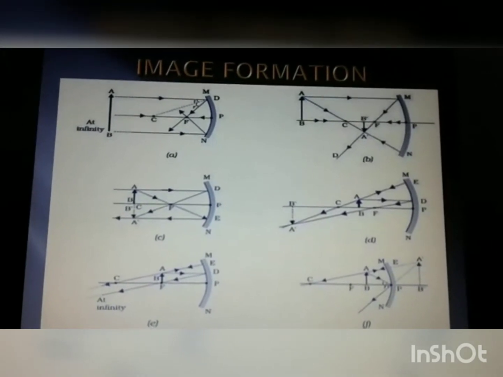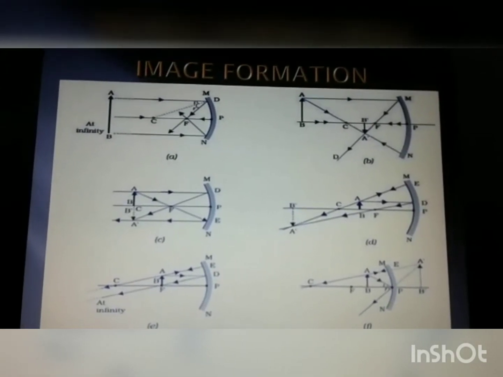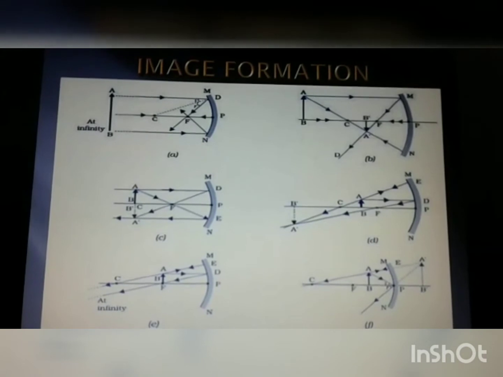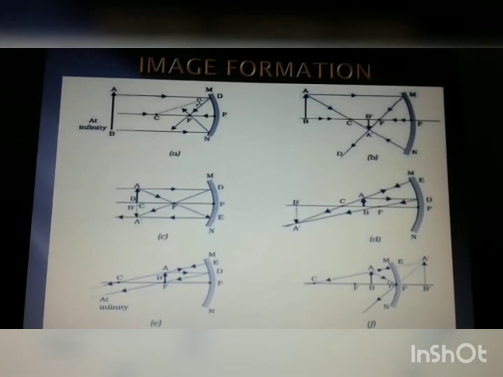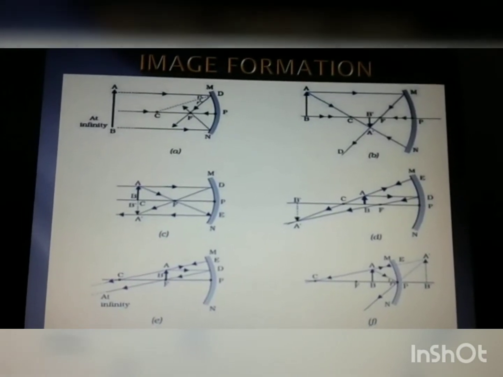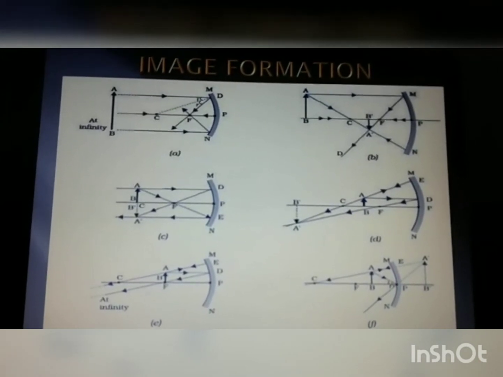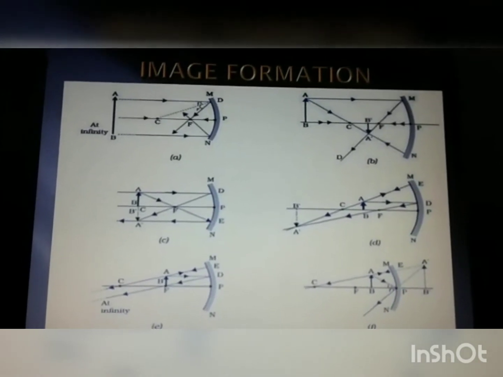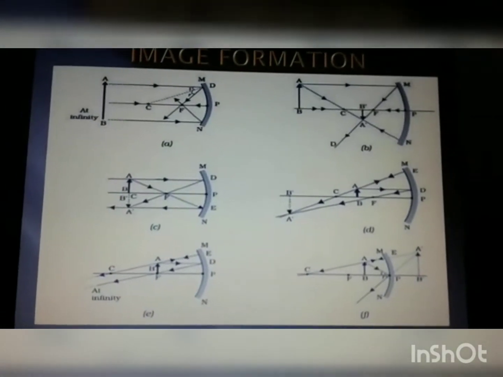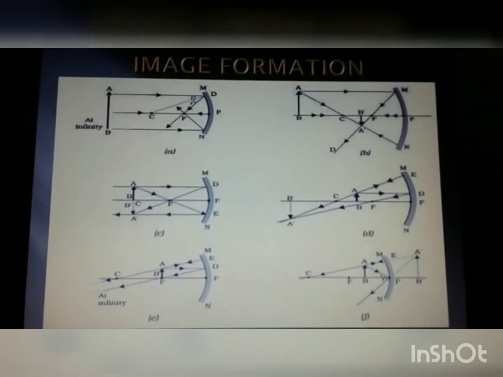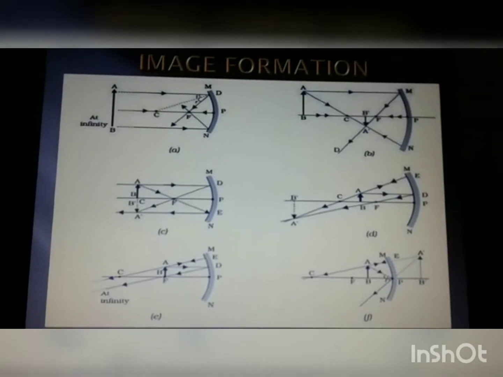First is a ray which is parallel to the principal axis. It always passes through the principal focus in case of a concave mirror, or it appears to diverge from the principal focus in case of a convex mirror.